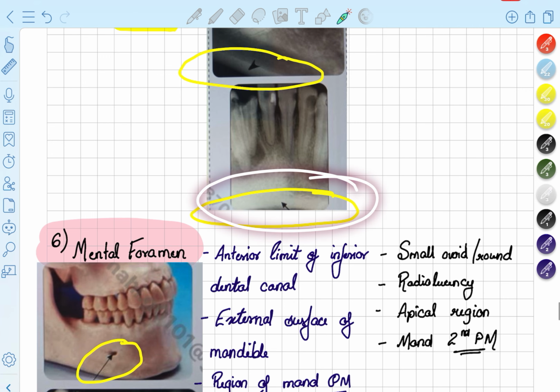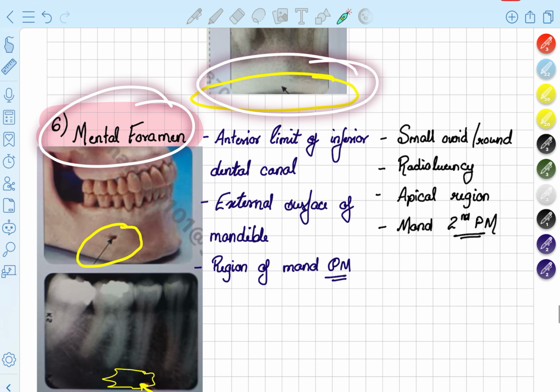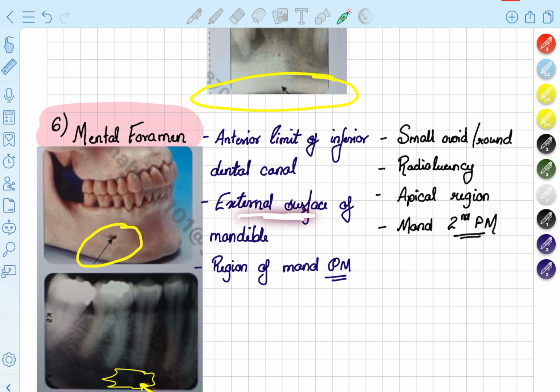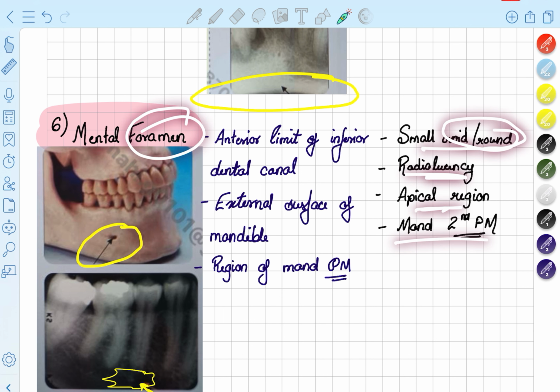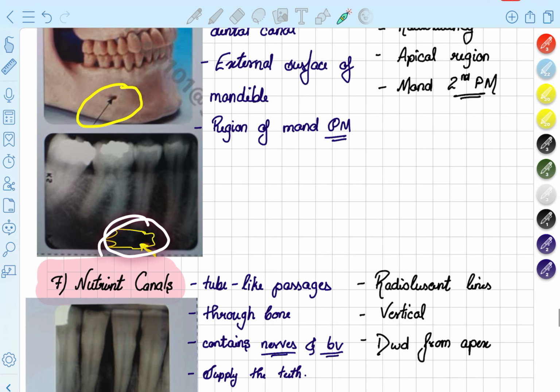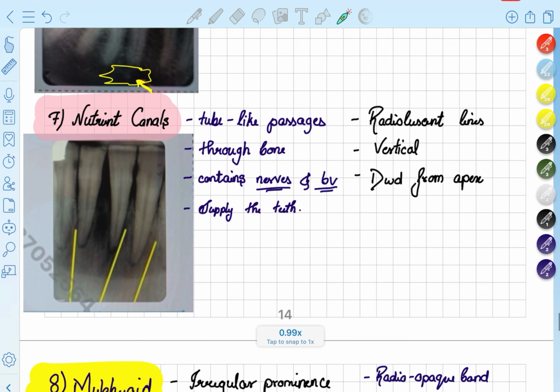Here we can see the mental foramen. One thing to note, it is located on the external surface of the mandible in the region of the mandibular second premolar, at the apex of the first and second premolars. It is the anterior limit of the inferior dental canal or inferior alveolar canal. It is a small ovoid or round radiolucency, as it is a foramen, in the apical region of the mandibular second premolar. Here we can clearly see the radiolucency. That is the mental foramen.